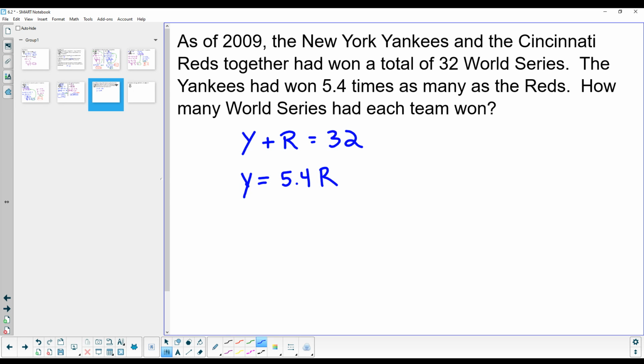So if I'm looking at my two equations here, we do have one that's already solved. We know that y equals 5.4r. So I'm going to take my 5.4r. It's y equals, so that's going to go in up here for y. So let's do that substitution. 5.4r plus r equals 32.